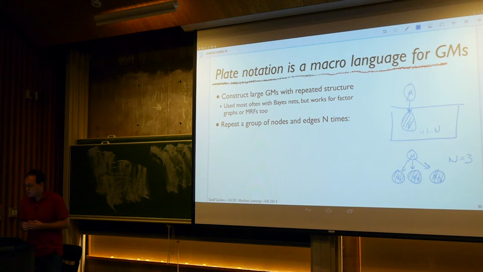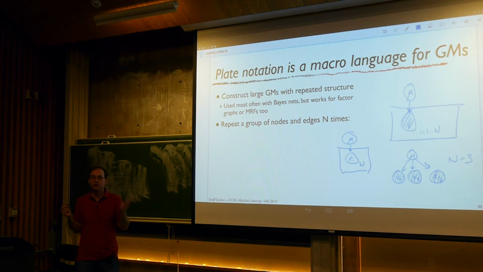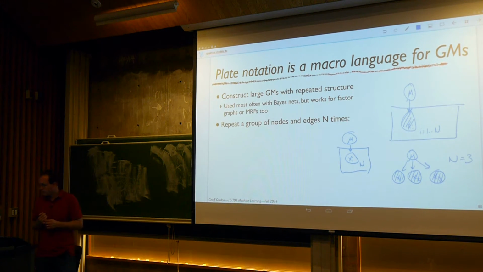A lot of times, when it's clear from context, we'll just do something like this, mu, xi, n. So we'll just say n instead of i equals 1 to n when it's clear what the index and the bounds are.